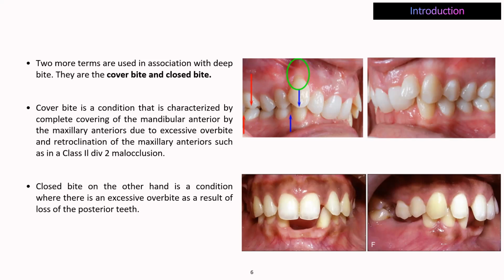So what will happen in that case? The amount of overbite increases compared to the normal. The kind of overbite that happens in this scenario is called cover bite. Another term is closed bite. The closed bite, on the other hand, is a condition where there is excessive overbite as a result of loss of posterior teeth.